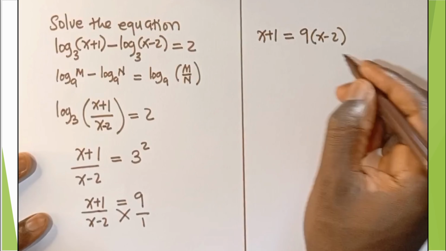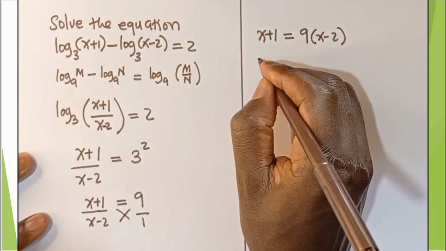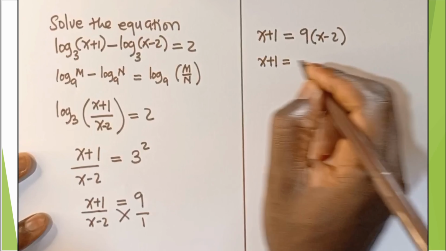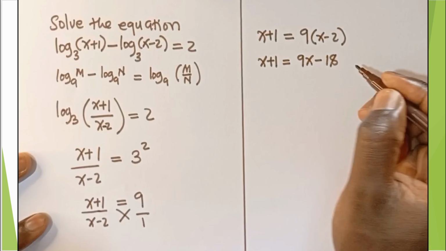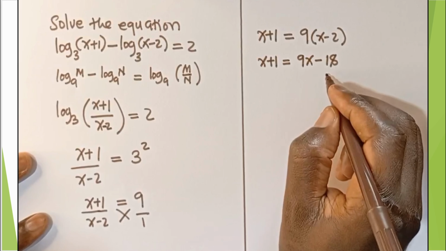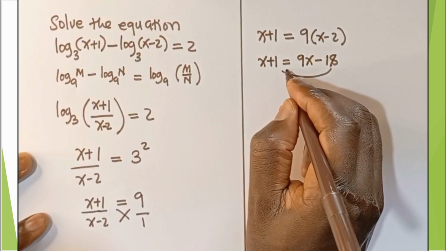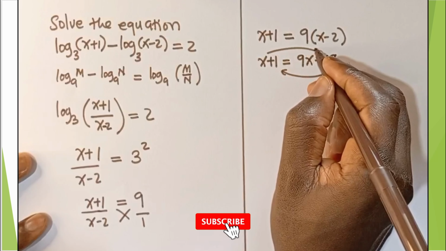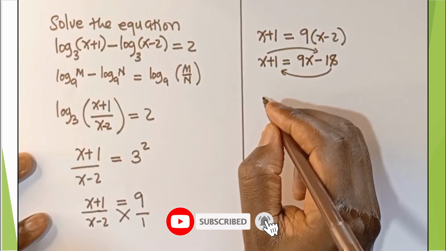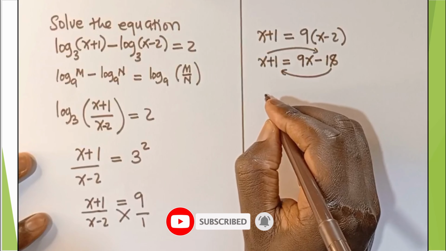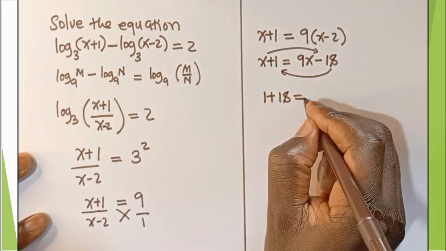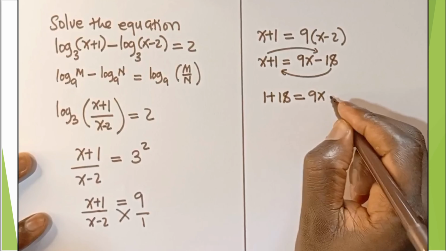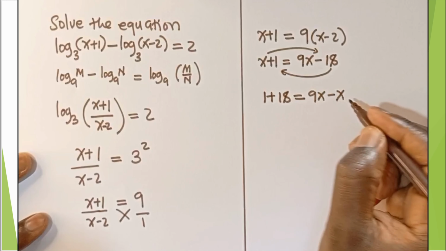So after having that, we can go ahead and expand. So we shall have 9x minus 18. So after having that, we can collect like terms together. On collecting like terms together, we can have 1 plus 18 is equal to 9x minus x.